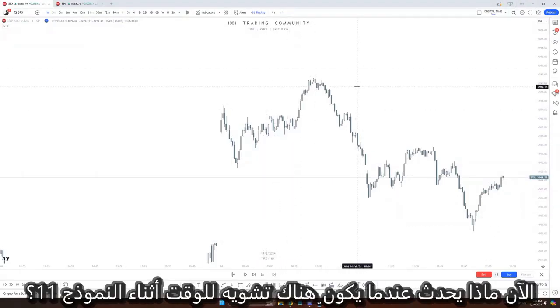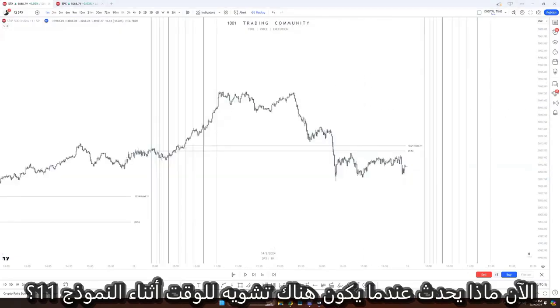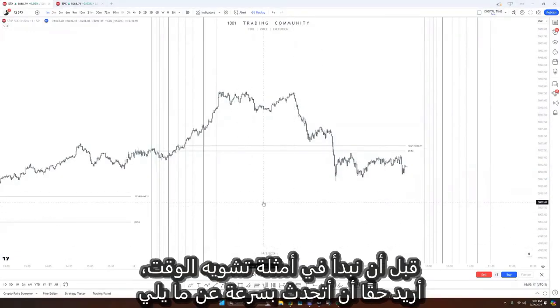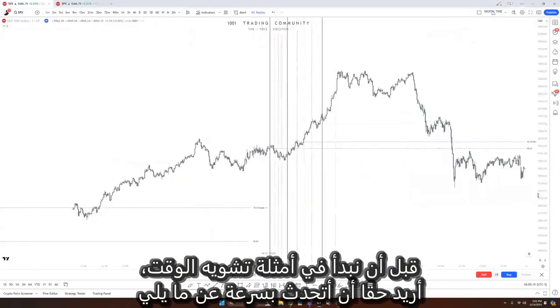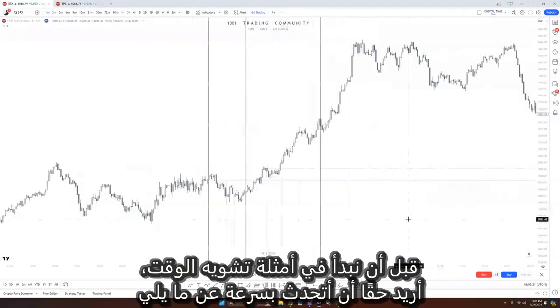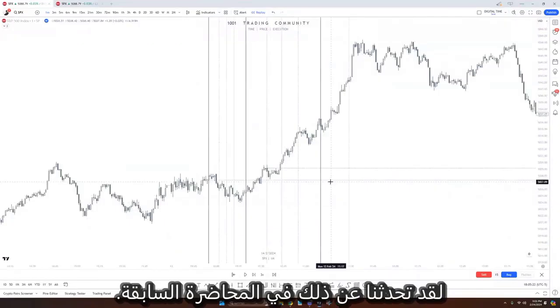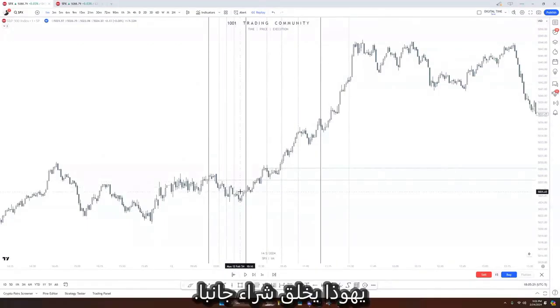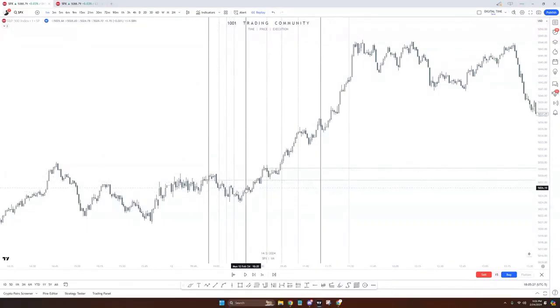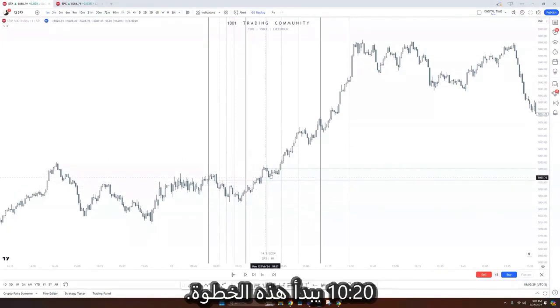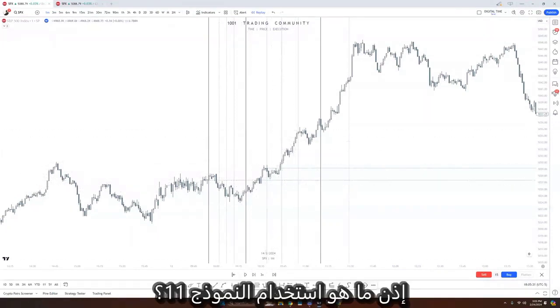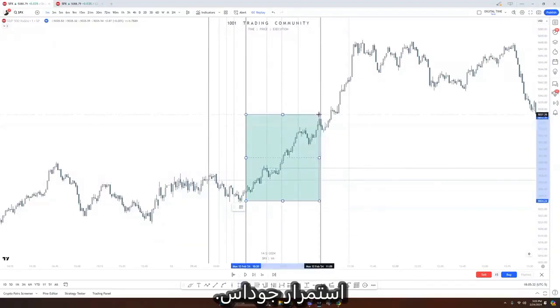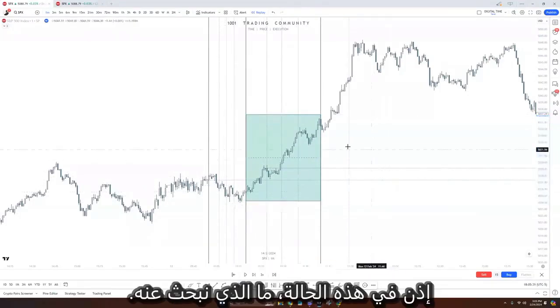Now, what happens when there's time distortion during Model 11? Before we begin the time distortion examples, I just really quickly want to talk about what we talked about in the previous lecture. Judas creates buy side. 10:20 begins that move. So what is Model 11 being used for? Continuation of Judas.